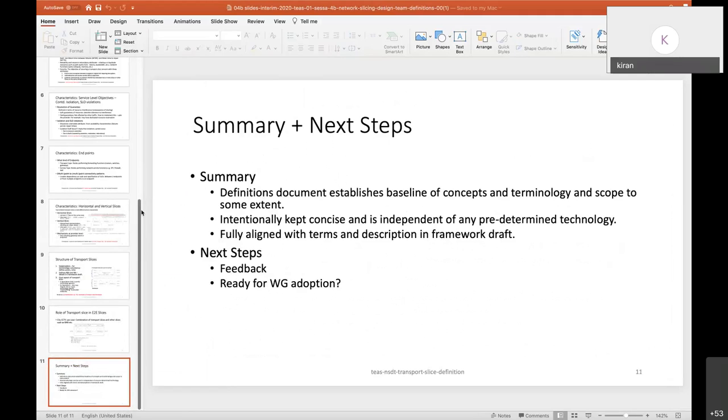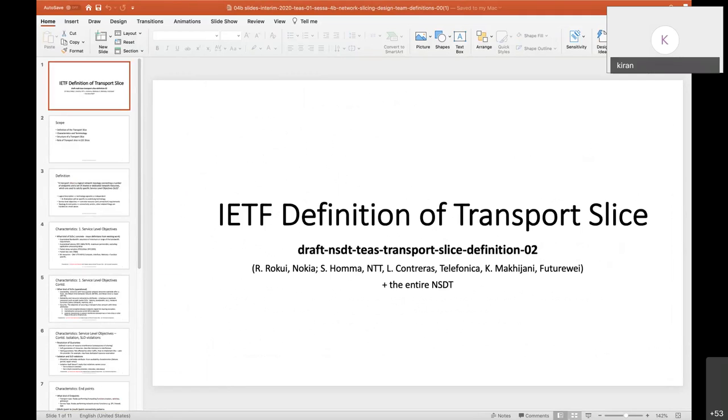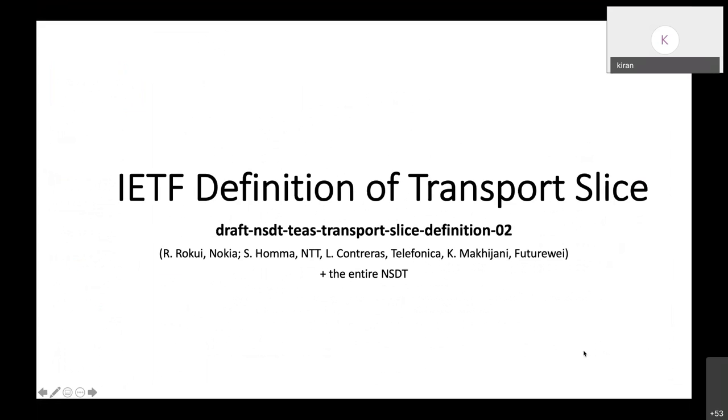Hi guys, can you hear me? Yeah, we can. Great. So the definition part of the transport slice is trying to normalize all the terminology, scope, and the terms that we use in the context of transport slices, and it is the work of the entire design team. They have contributed at some point or the other in terms of adding, deleting topics, and refining the text. Next slide, please.